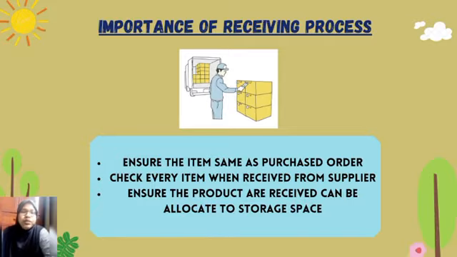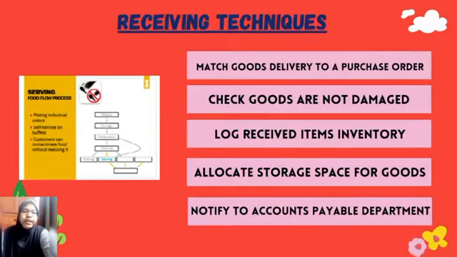First, ensure the items are the same as the purchase order. Second, check every item when received from the supplier. Third, ensure the products received can be allocated to storage space. Next, I will explain receiving techniques. First, match goods delivered to the purchase order.